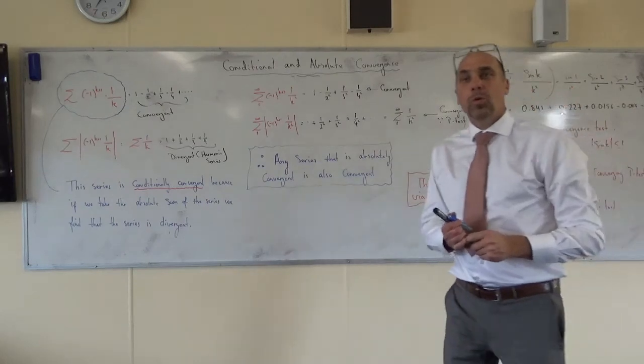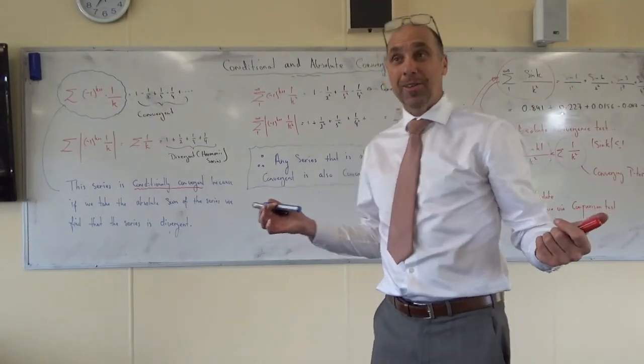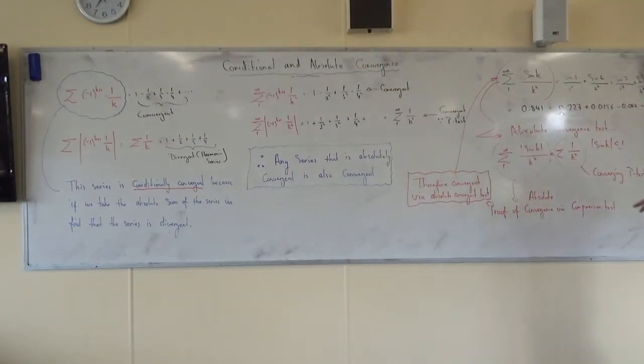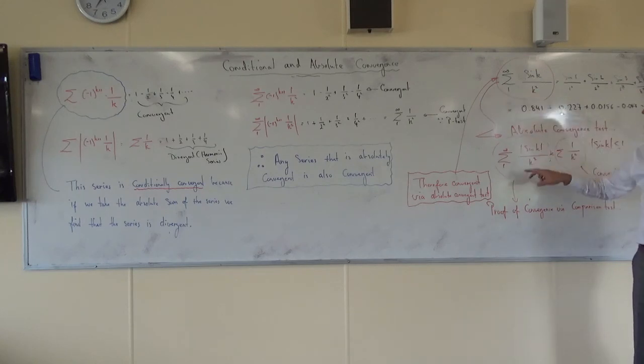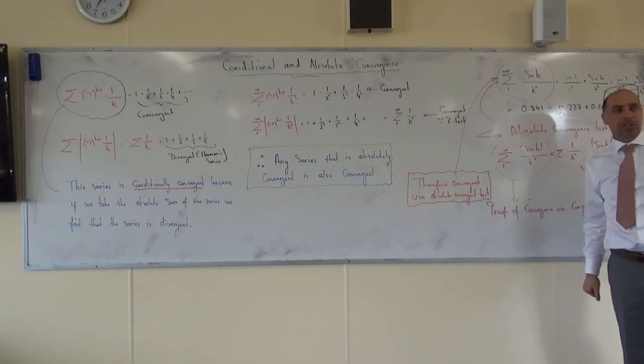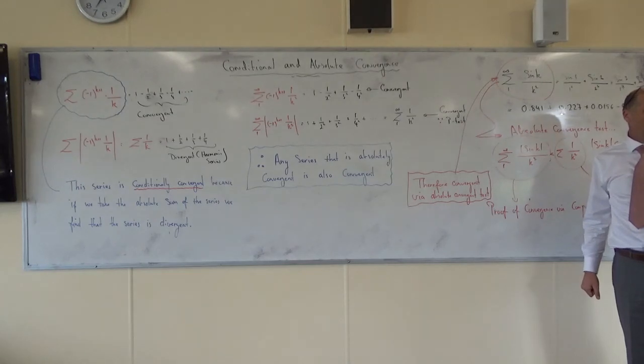Wow, Nathan, quite a lot of conclusions there, isn't it? This series here is convergent because of the p-test. Therefore, this series is convergent via the comparison test. Therefore, this series is convergent via the absolute convergence test. Wow. Tricky stuff, isn't it?